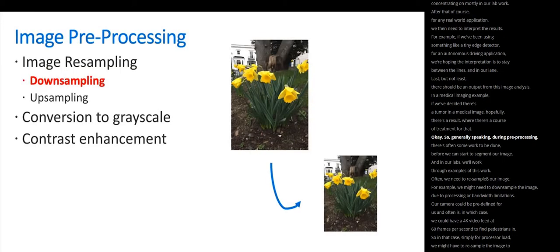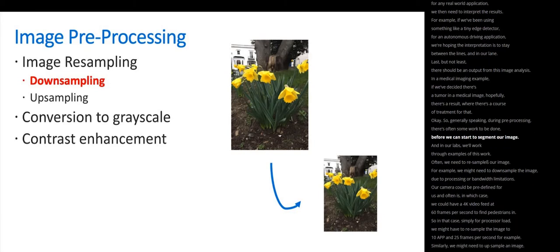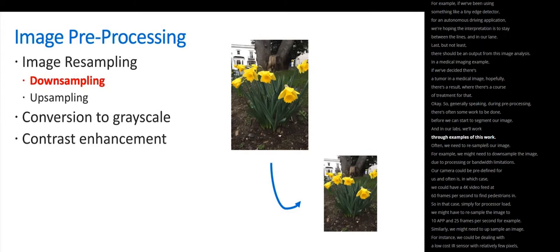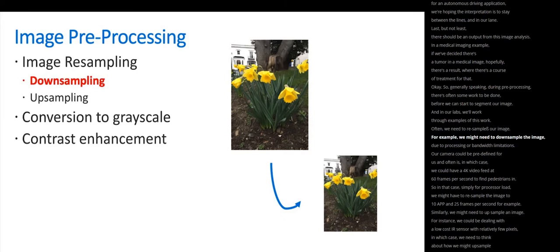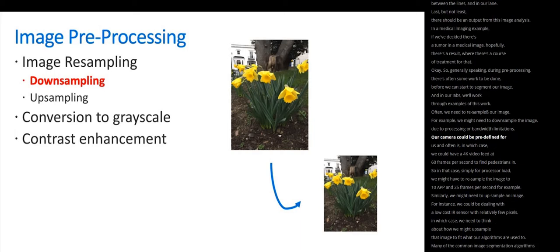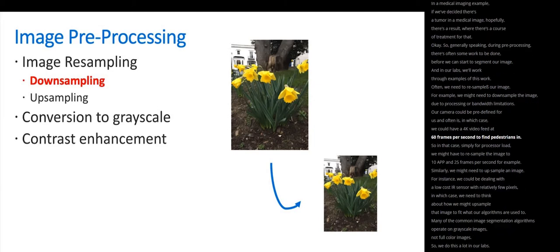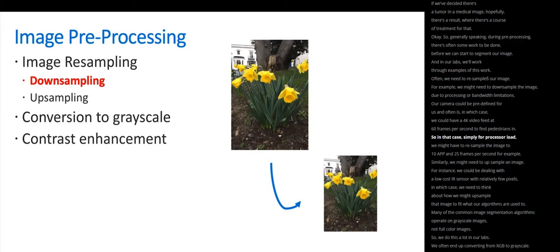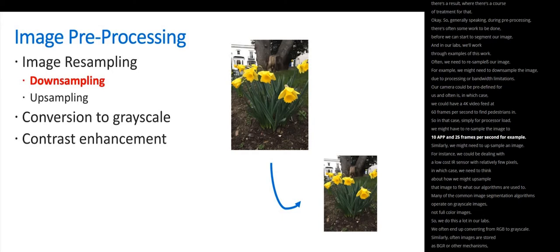Okay, so generally speaking, during pre-processing, there's often some work to be done before we can start to segment our image. And in our labs, we'll work through examples of this work. Often we need to resample our image. For example, we might need to downsample the image due to processing or bandwidth limitations. Our camera could be predefined for us, and often is, in which case we could have a 4K video feed at 60 frames per second to find pedestrians in. So in that case, simply for processor load, we might have to resample the image to 1080p and 25 frames per second, for example.